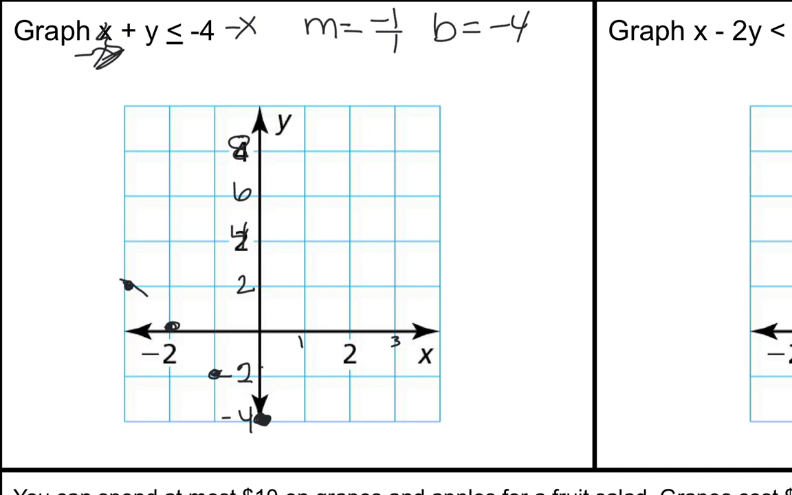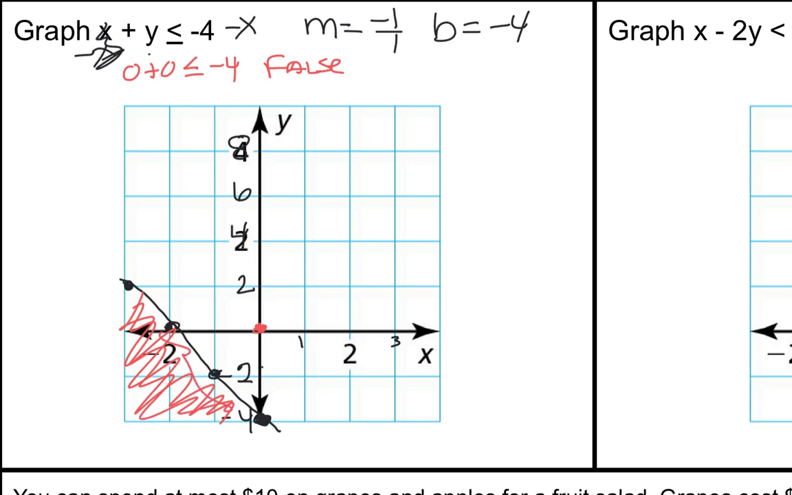So we got, again, solid line, and it said everything's less than. So we're going to be shading this way, and we can verify it by using the test point 0, 0. 0 plus 0 is less than -4. Well, that's false. 0 is greater than -4, so this is false. So this side's true. That's where I shade.